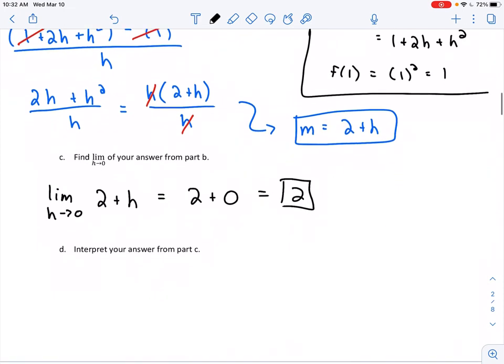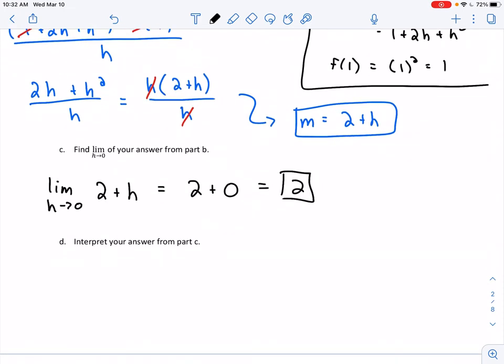Part D, here's where the exciting revelation happens. Interpret your answer from part C. So just to draw out what we've done, we were working with a parabola, say y equals x squared. And let me draw in a parabola right here. And we said we wanted to work with x equals 1 right here.